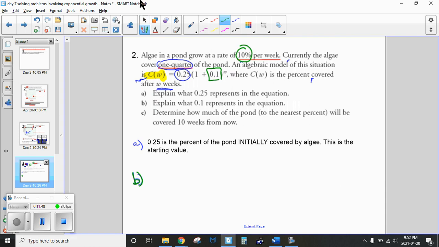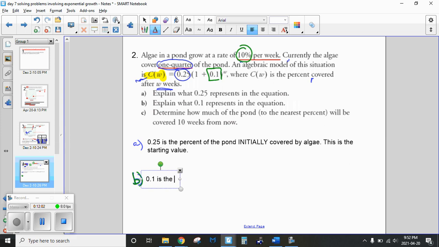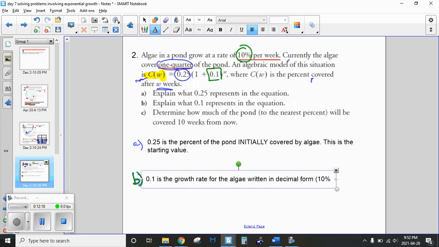So again, I'm going to type this one so it's a little bit tidier. 0.1 is the growth rate for the algae, written in decimal form. I think so it was linked with the 10% given in the question.